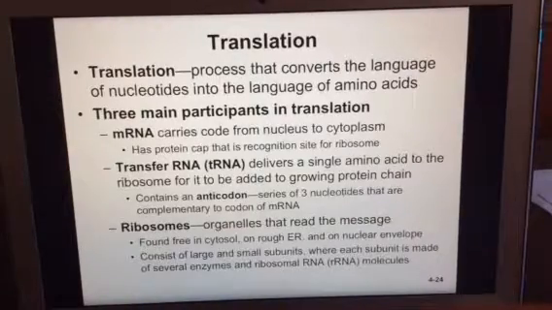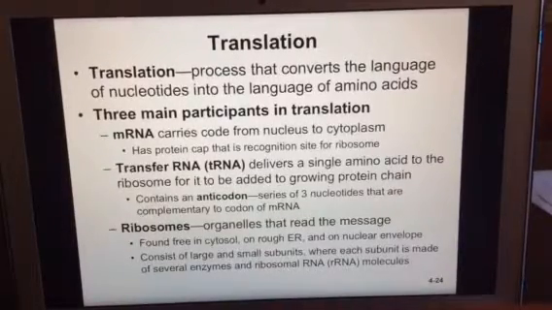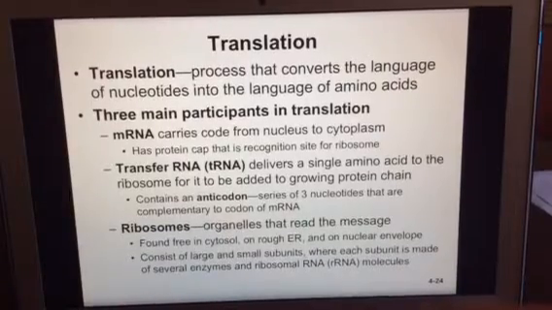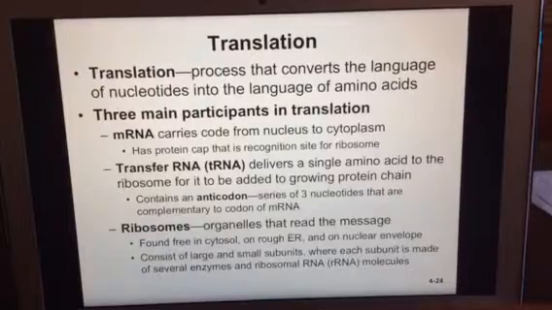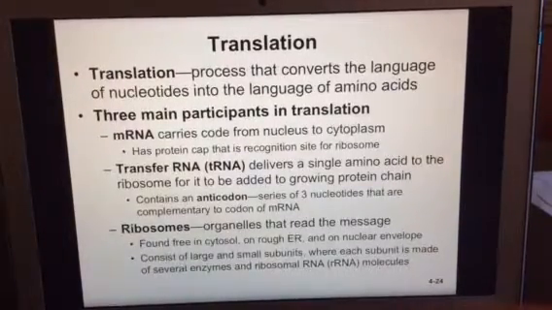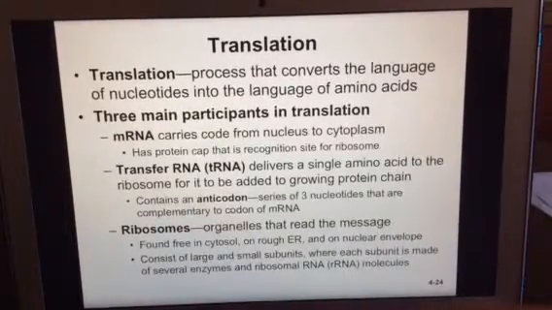At the ribosome, a transfer RNA brings one amino acid for every codon that it reads. So for every 3 bases on the mRNA, the transfer RNA arrives with the correct amino acid that codes for or matches up with that codon. And again, it's the sequence of these amino acids that makes each protein different.